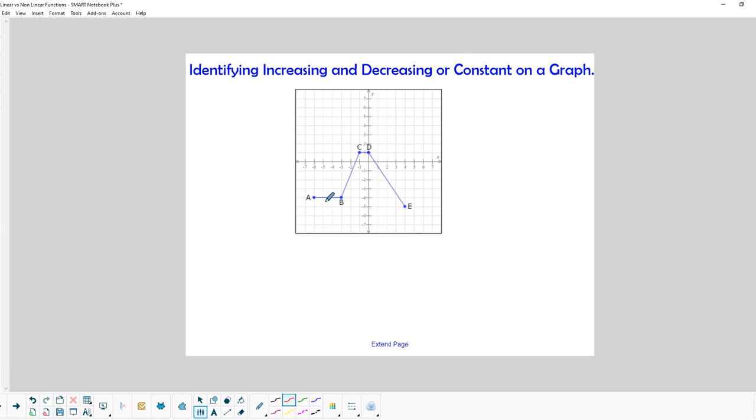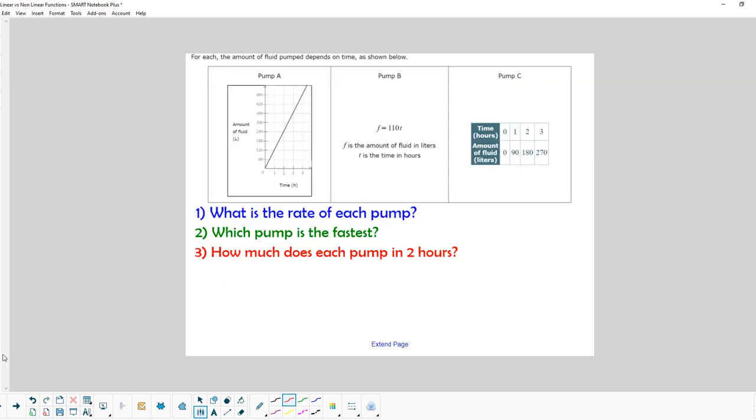So on this particular graph, this first segment from A to B would be constant. From B to C, this would be increasing. This would be a constant. And then this section right here would be decreasing. So pretty straightforward on that. It's pretty easy, huh?